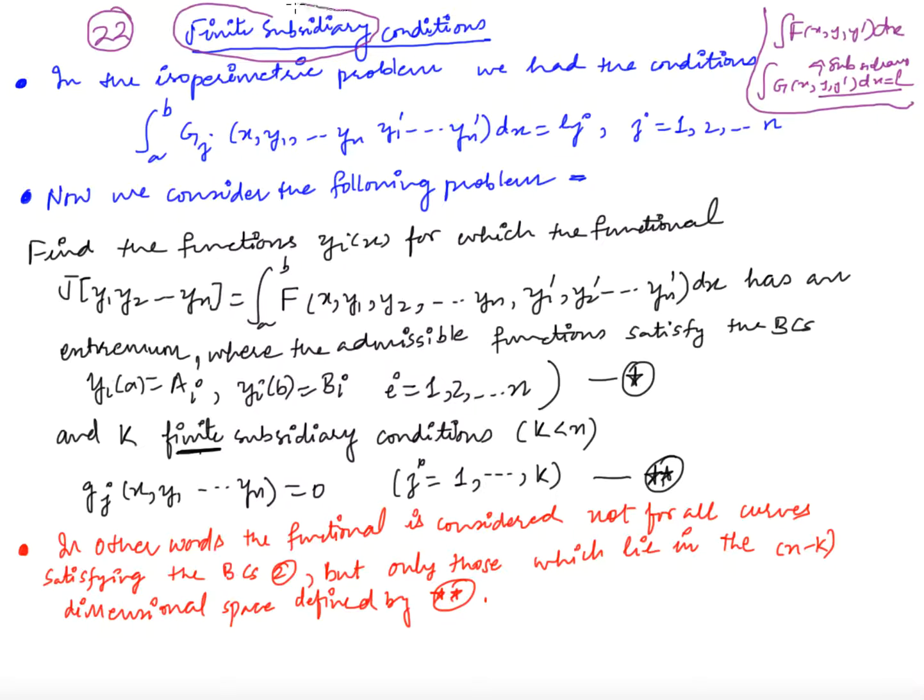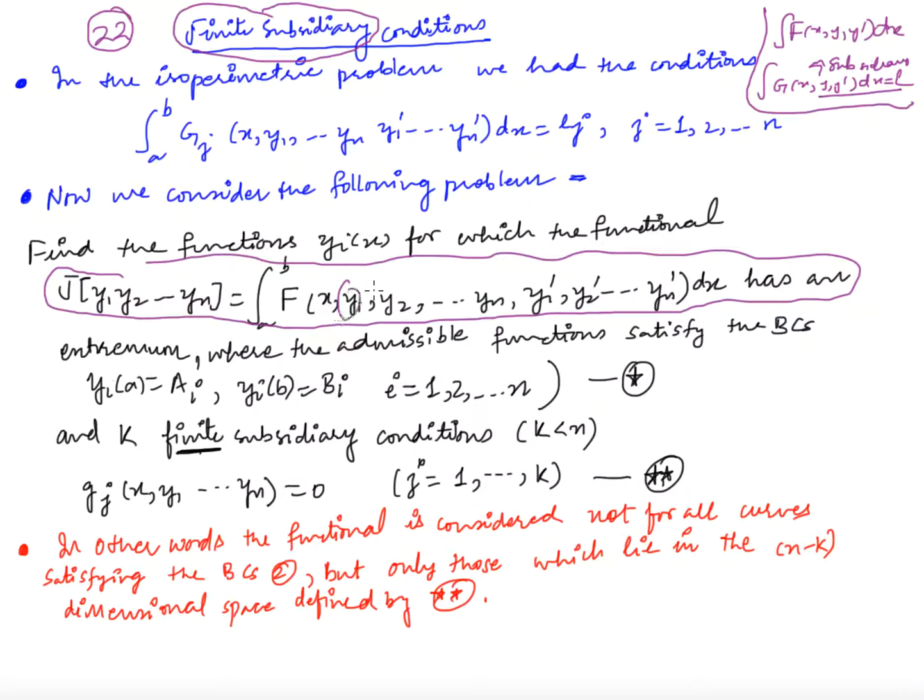What is finite subsidiary condition? Basically, what we want to look at is, suppose this is a functional, which is a function of n functions. So basically we have y1, y2, yn as our input functions, right? And we are looking for an extremal of this functional subject to these boundary conditions and these subsidiary conditions.